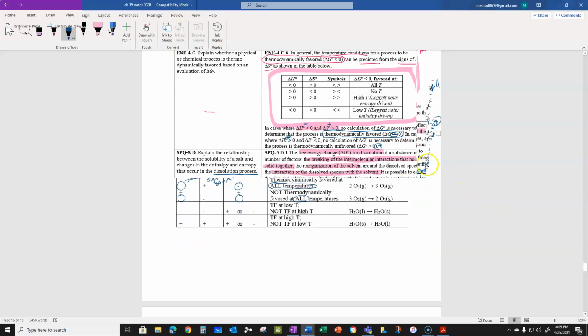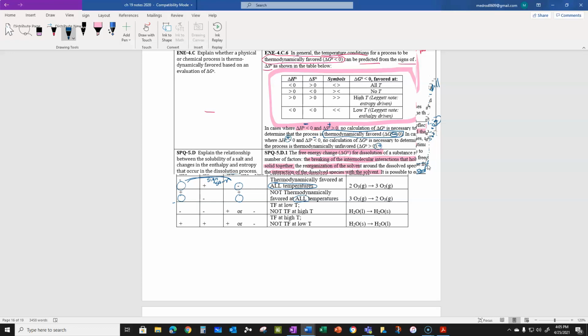So let's look at this chart. Delta G, we already know, tells us thermodynamically favored. So when H and S, pay attention to H and S, are they the same sign? And that correlates to all temperatures. It will always be whatever it is, thermodynamically favored or not, when it's at the same signs. It's when H and S may not be the same sign.